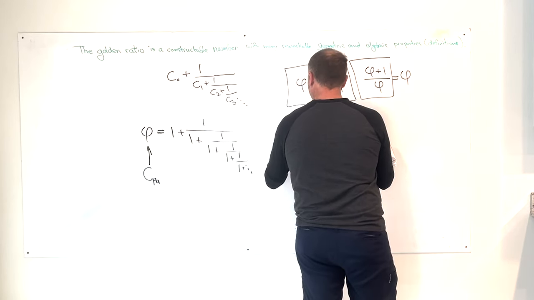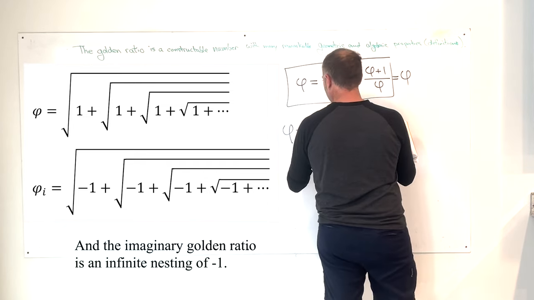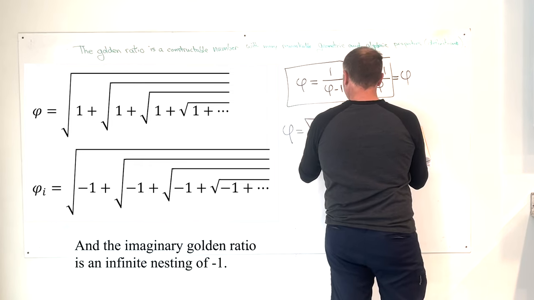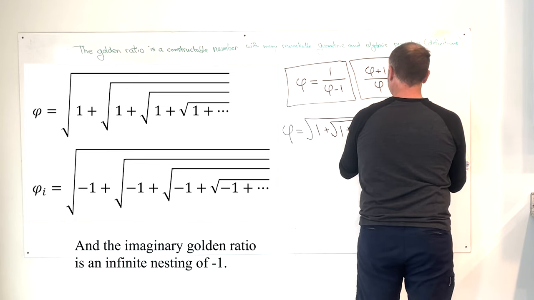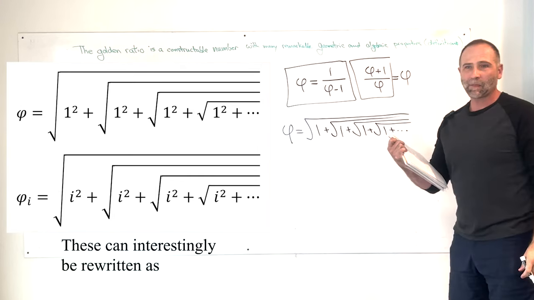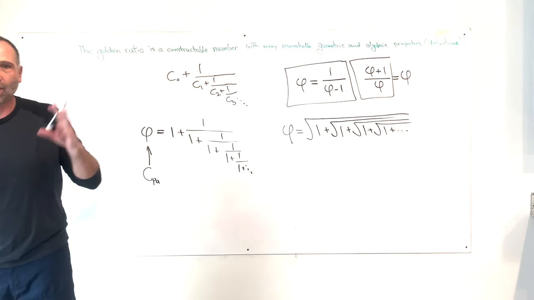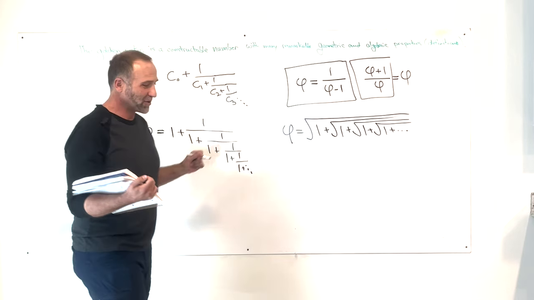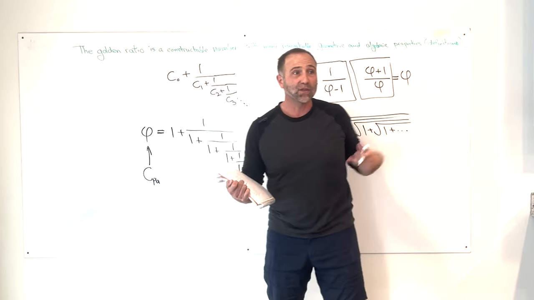Here's another beautiful one, the golden ratio. If we want to think about it in terms of nested radicals, square roots, it's the square root of 1 plus the square root of 1 plus the square root of 1 plus the square root all the way. Now, do you remember Fibonacci numbers? All right. The golden ratio is intrinsically related to Fibonacci numbers and their opposites, Lucas numbers.